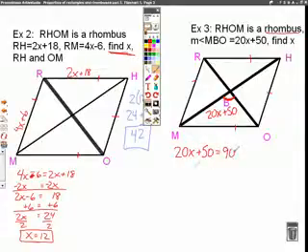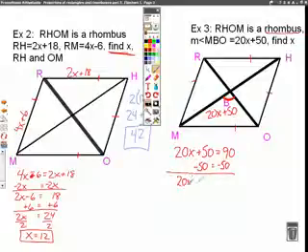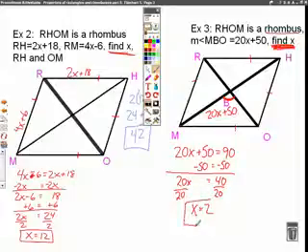Now go about the process of solving to get the variable by itself. So subtract 50 away. And last step, divide by 20. Now, are we done with this problem? You bet. The problem only asked us to find x. I just found x, and that's the end.